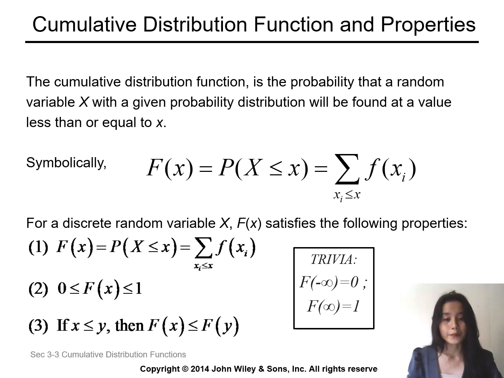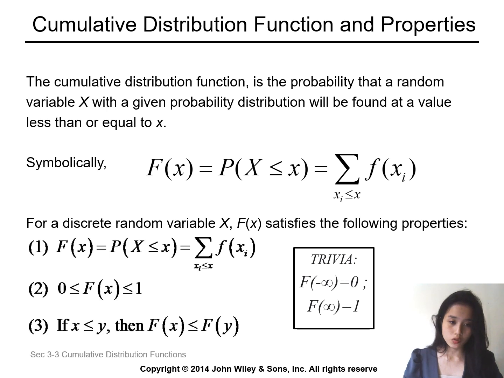The CDF will be denoted as F of x, and symbolically, F of x is equal to P of X is less than or equal to x, which is the summation of all f of x's. For a discrete random variable X, F of x satisfies the following properties. The first is the probability that a random variable X will be some number less than that x. So that's what our number 1 means.